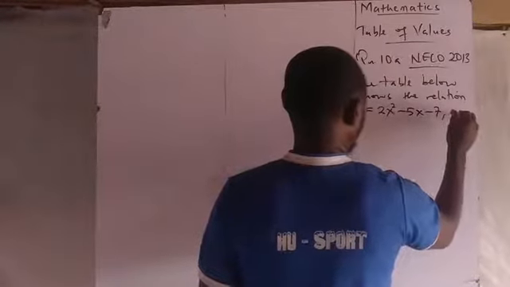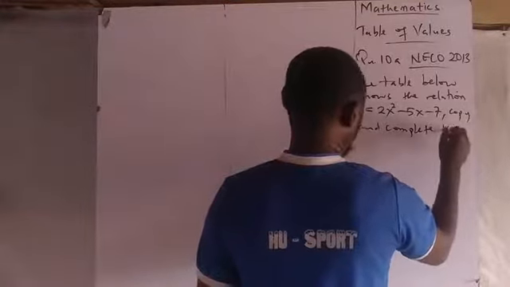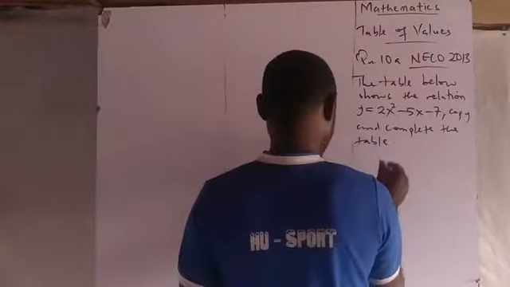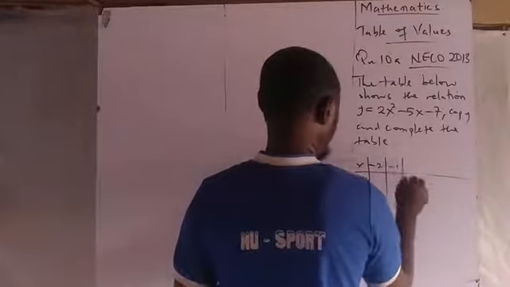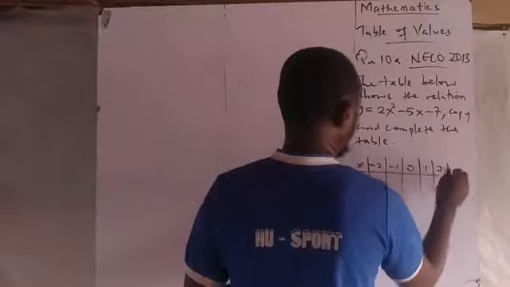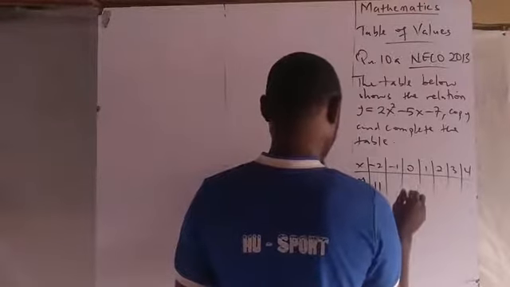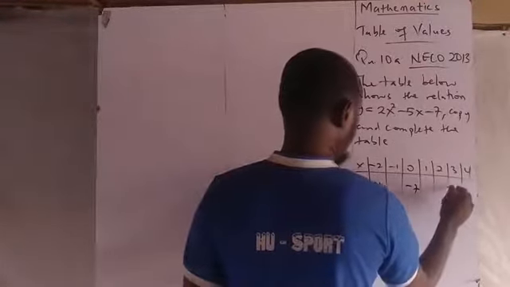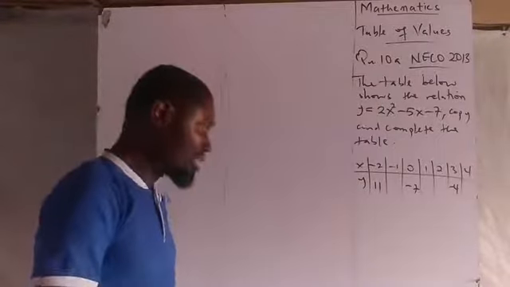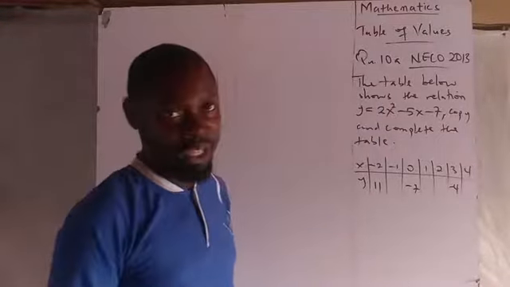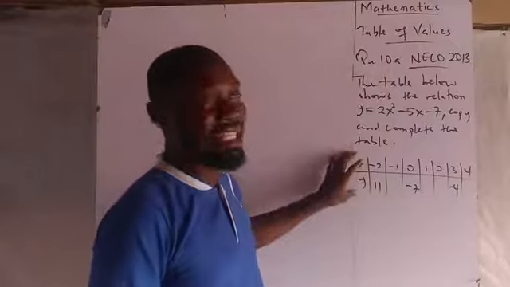You're asked to copy and complete the table. Here's the table, x and y. You have x as minus 2, minus 1, 0, 1, 2, 3, and 4. What was given was 11, minus 7, and minus 4. You're asked to copy this table and complete the part that is not given. Remember, it carries marks. Question 10A has assigned marks to it.